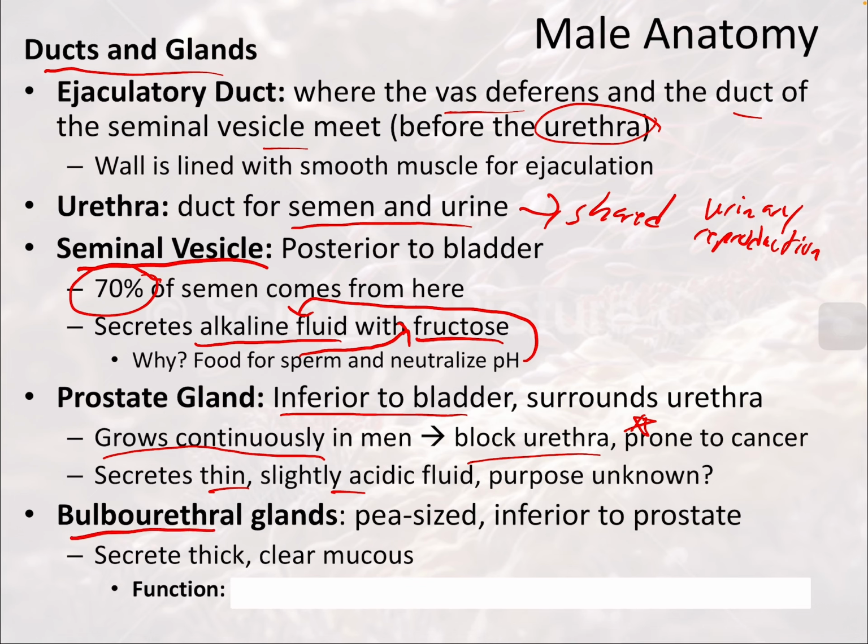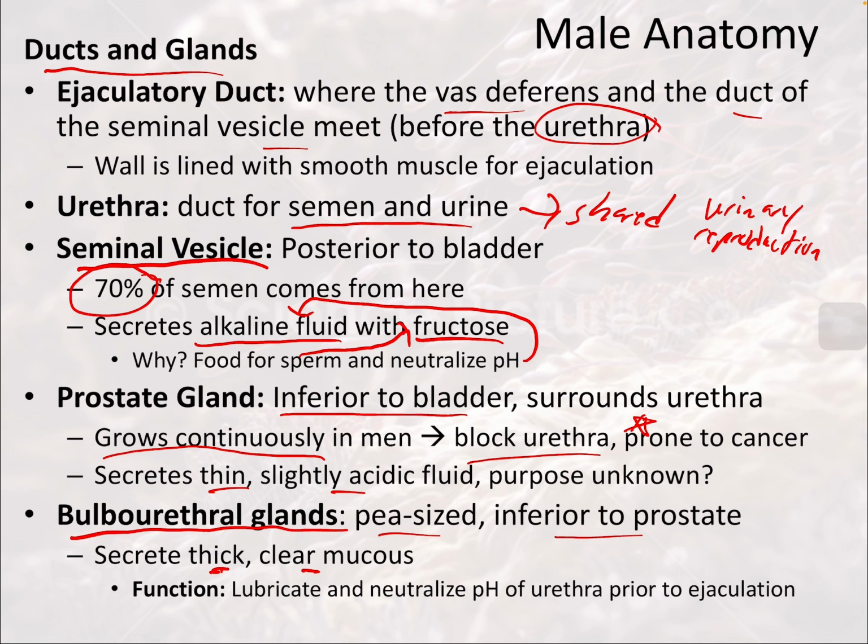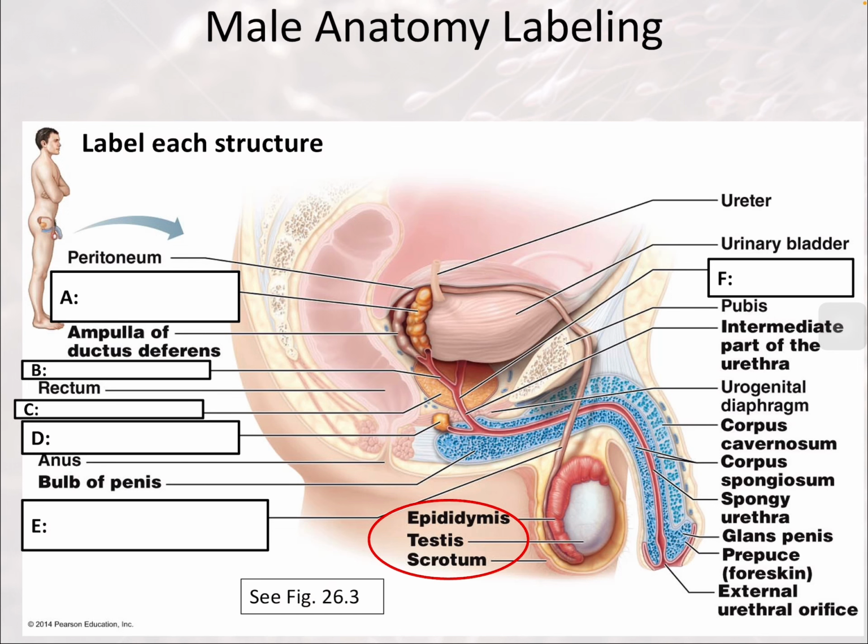And then lastly, the bulbourethral glands. We'll see similar glands like this in the female anatomy as well. Very small, pea-sized, inferior to the prostate. They secrete more of a thick, clear mucus. And this happens prior to ejaculation, so not part of the semen, but the juices that come out prior to ejaculation. So this is there for lubrication, again, neutralization of the pH of the urethra prior to ejaculation. Okay, so again, you guys can go ahead and go to this figure, label those structures that you need to label there, make sure you're familiar with those.